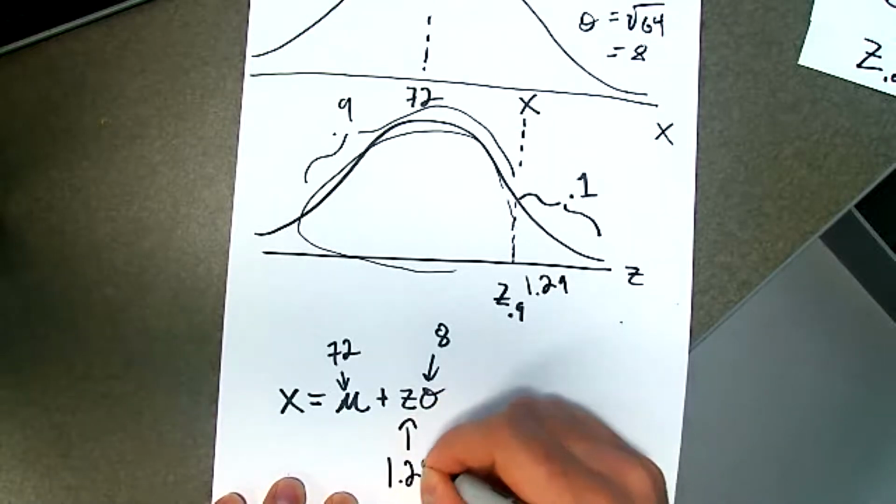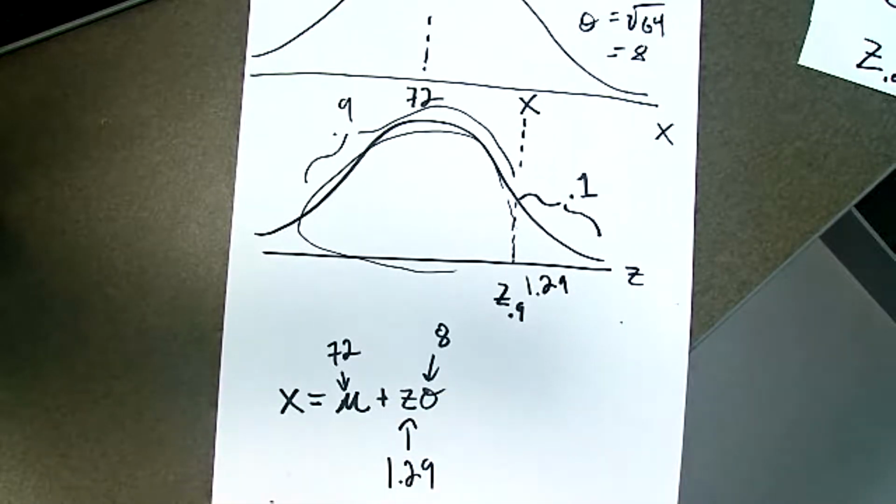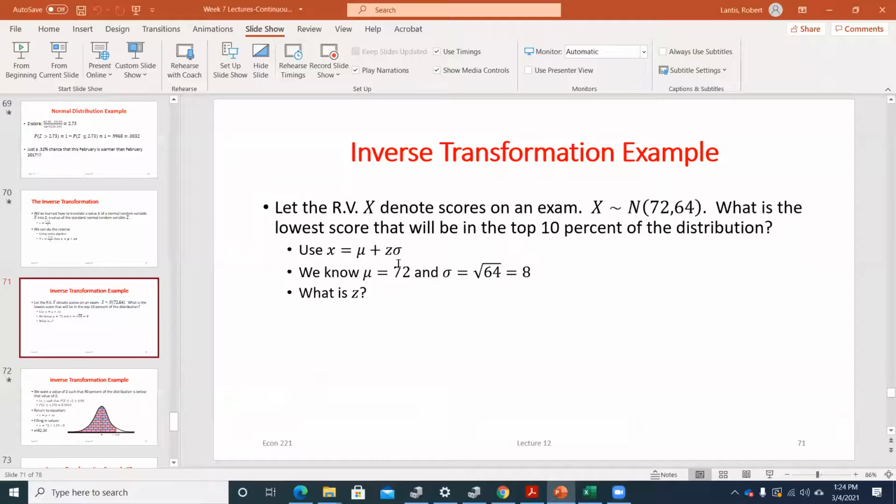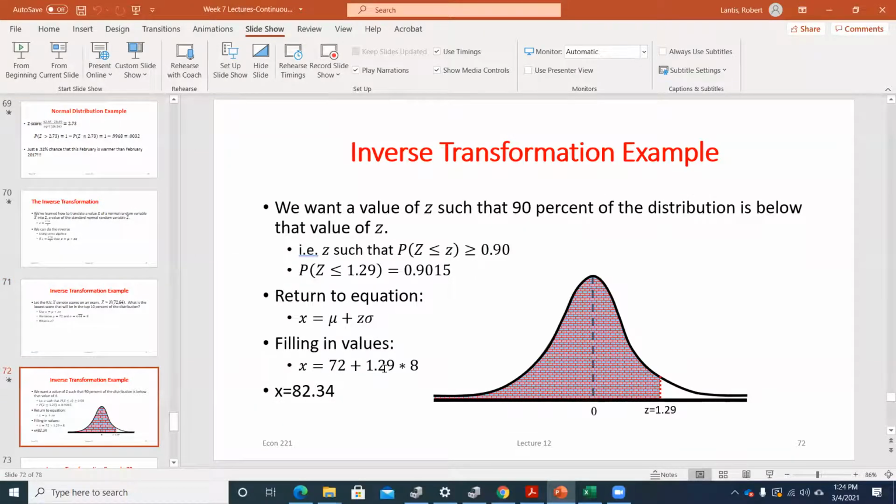Now I can plug this value in and compute what that x value is. It's going to be right around 83 or something like that. Let's see what the exact answer is. Once we plug everything in there, we get about 82.34.